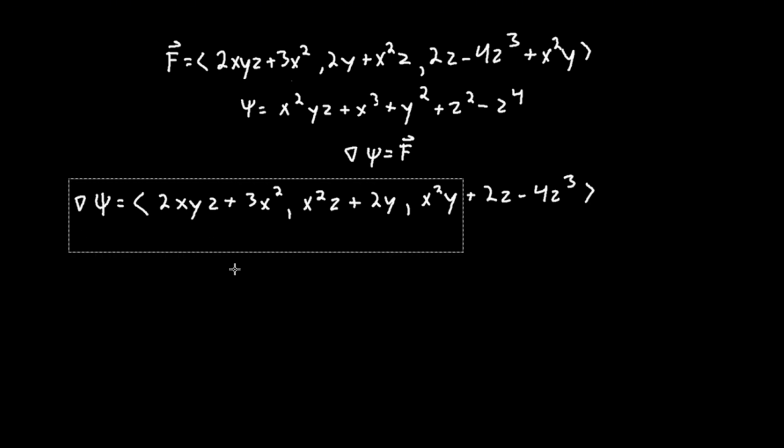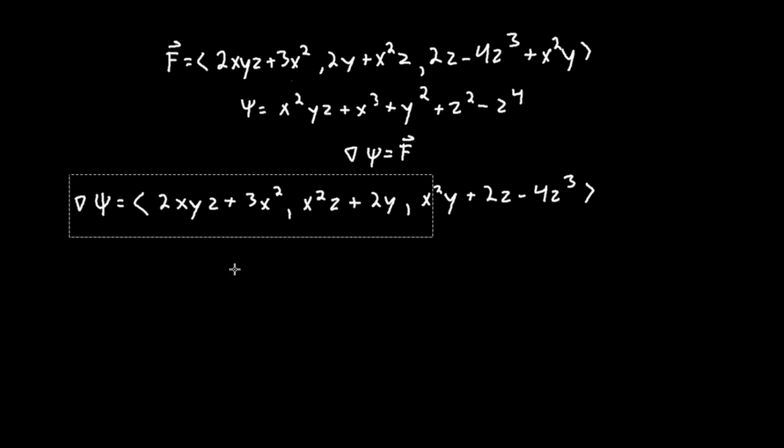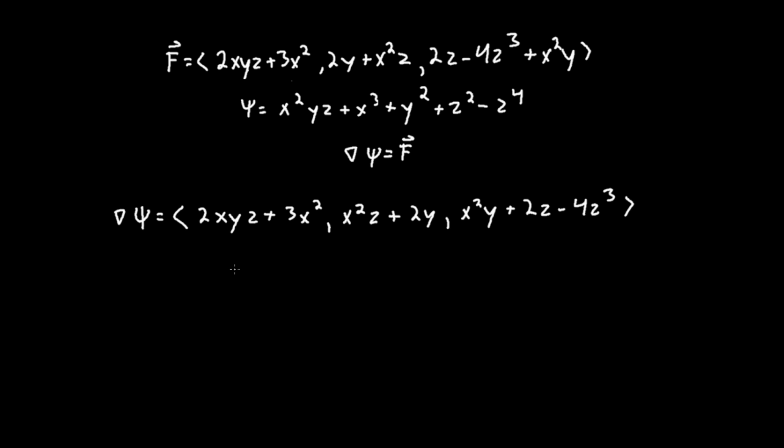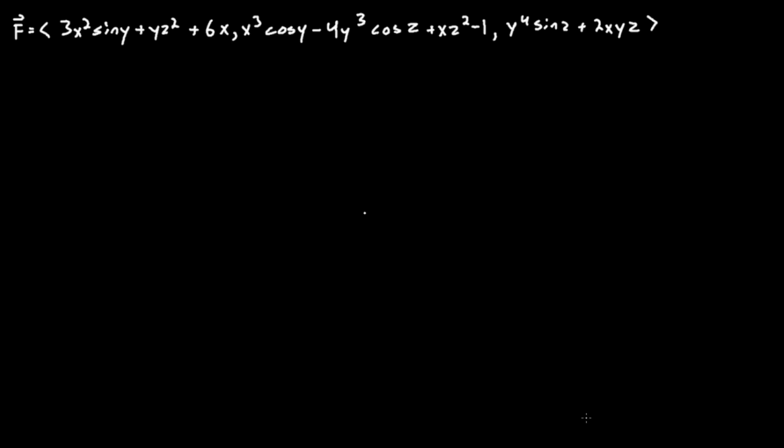So if you compare this gradient that we just calculated with your vector field, you can see that everything is equal. So this is equal to this. What did I just do? This is equal to this if you just switched around the terms. And then this third component is equal to this if you, again, switched around the terms. Now I'm going to warn you guys, this next problem is kind of long, so be prepared.